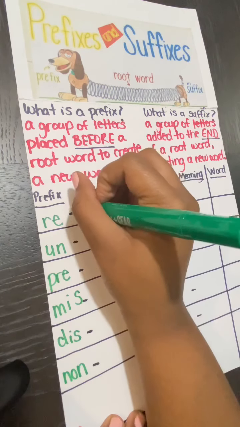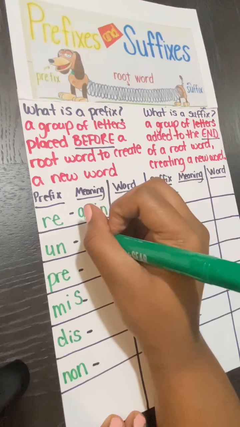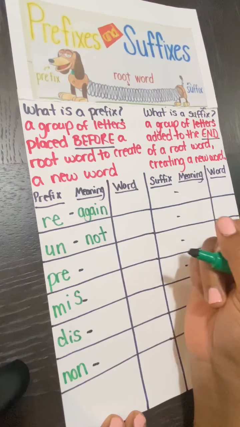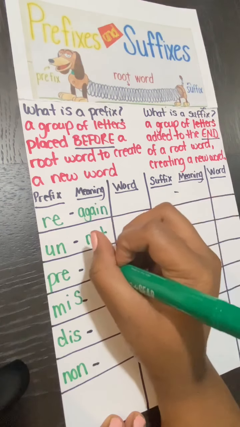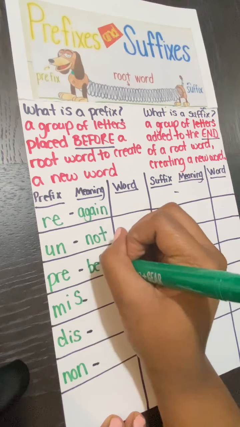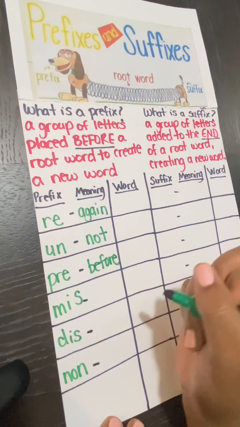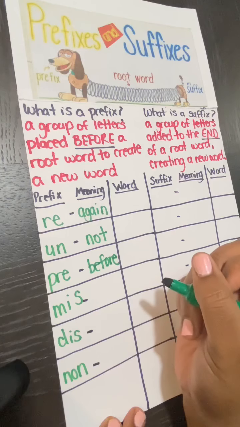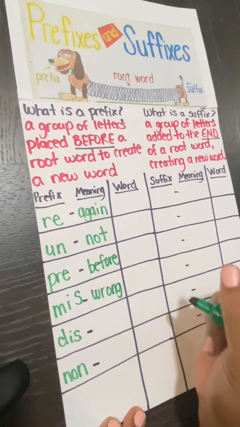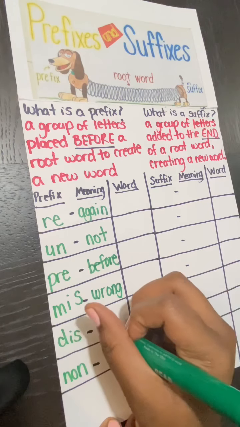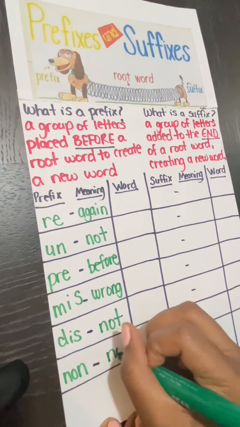Re means again. Un means not. What do you think pre means? Exactly. Pre means before. What about mis? What do you think mis means? Great. Mis means wrong. Dis means not, and non also means not.